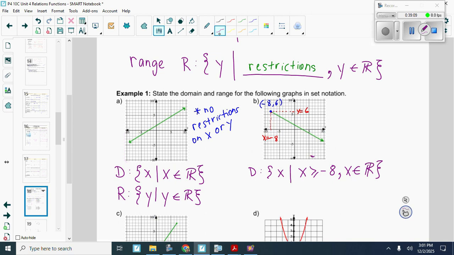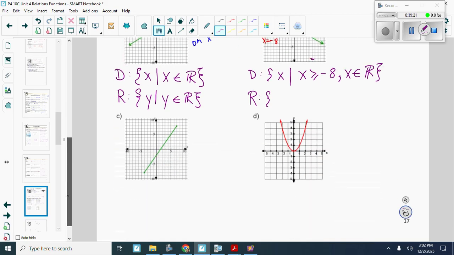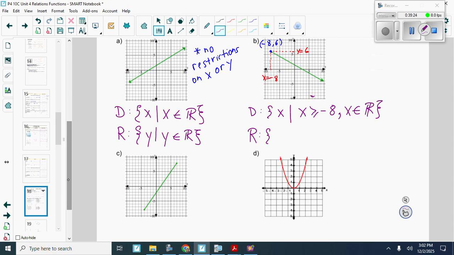So my range is, I only exist less than 6. Let's mathify that, put it into set notation language. Let me raise this up a little bit here. I still want to see my graph. There we go. So y such that y has to be less than or equal to 6. After that, y belongs to real numbers. Are you seeing how this works?